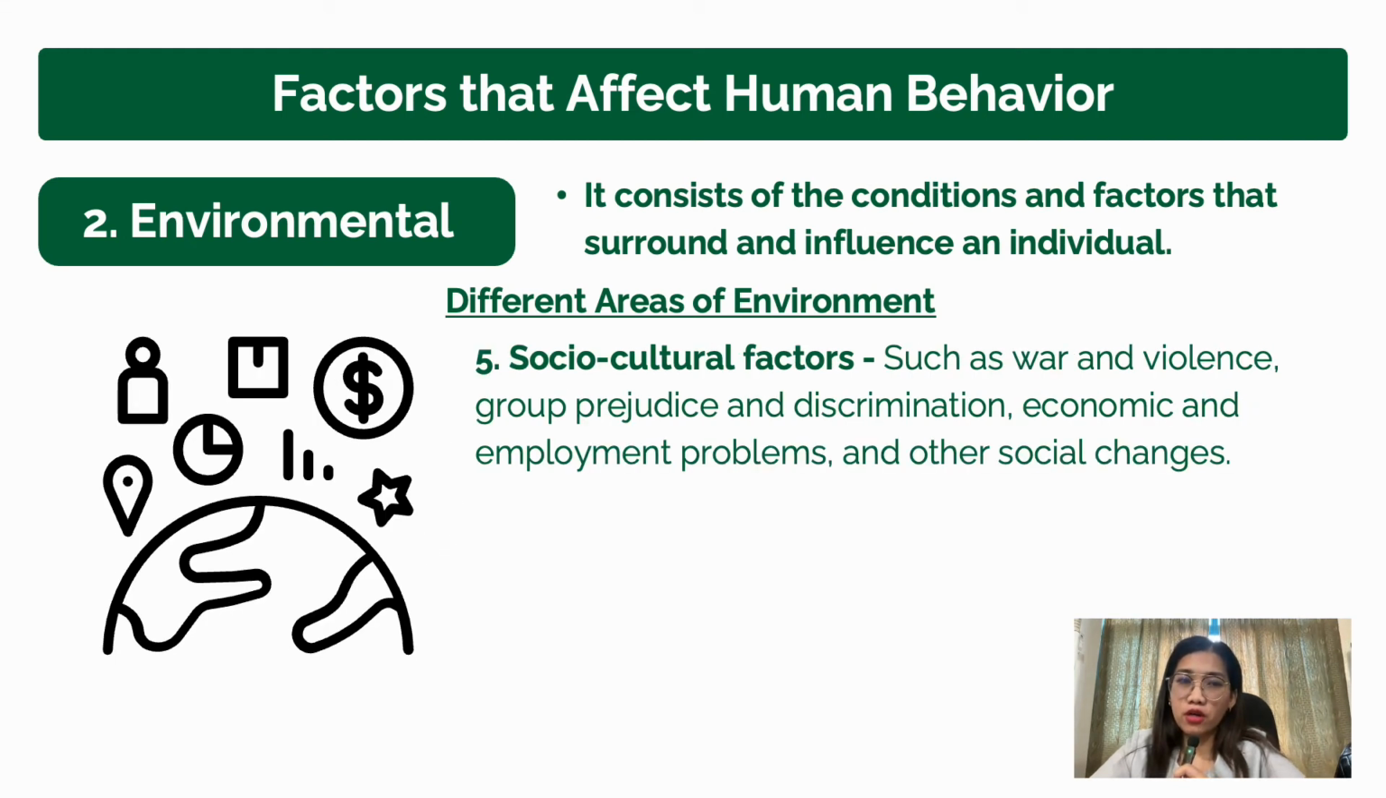So the fifth one under the environmental is the socio-cultural factor. So the socio-cultural factor such as spreading war and violence, group prejudice, discrimination, may discrimination sa halimbawa social class, sa status mo sa buhay, economic and employment problems, and other social changes. Pag sinabing social groups involve monetary somehow. Wala kang trabaho, for example, hindi ka maka-afford ng halimbawa ng basic need ng isang tao. So sometimes basic need ng isang tao, so it affects our behavior.